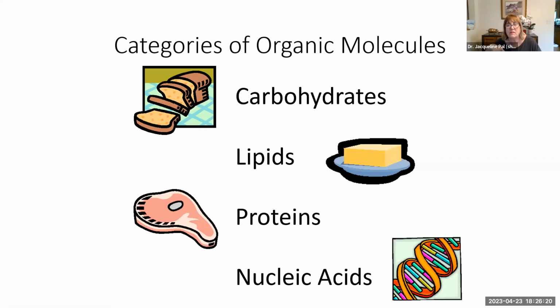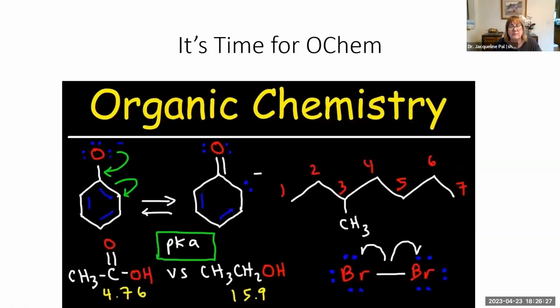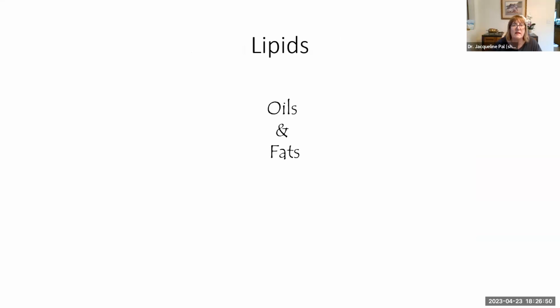So let's go through them one by one. Not in this order. I'll do it the same order as in the McKinley textbook. All right, so now it's time for a little OChem. So if you didn't love the OChem, we're not going to go deep. You're not going to have to predict anything, but yes, we're going to be talking about organic chemistry because the word organic means carbon. And all of these macromolecules contain carbon. Therefore, it's organic chemistry. All right, starting with lipids.